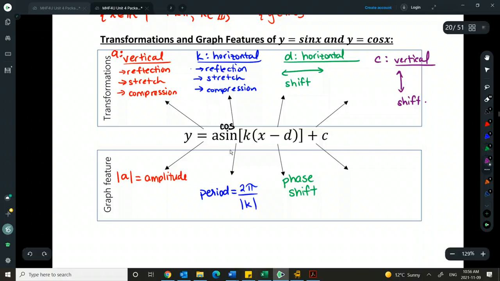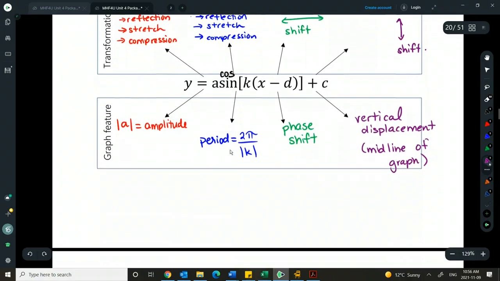And C, when we refer to this in terms of those sinusoidal functions, sine and cosine periodic functions, we would refer to C as the vertical displacement. And C is also the midline of the graph. What I mean by that is it's the part of the graph that separates out where the top and bottom are equal.